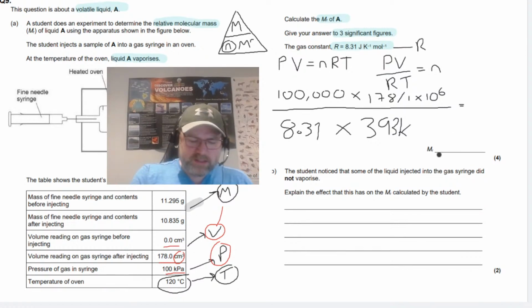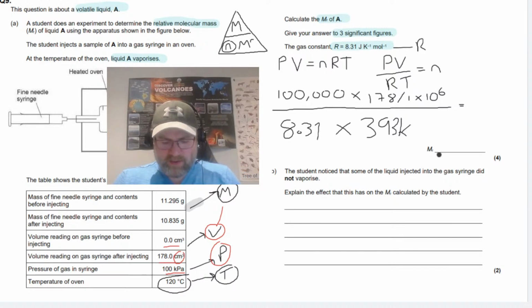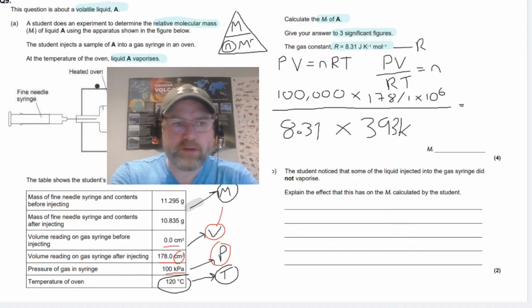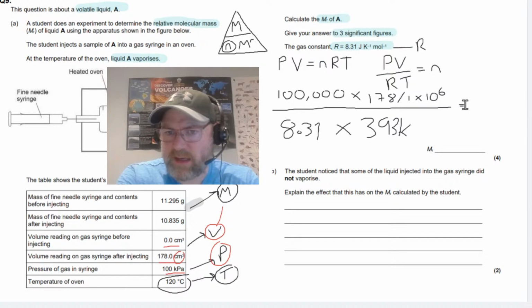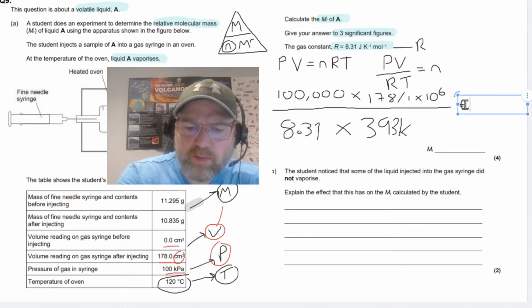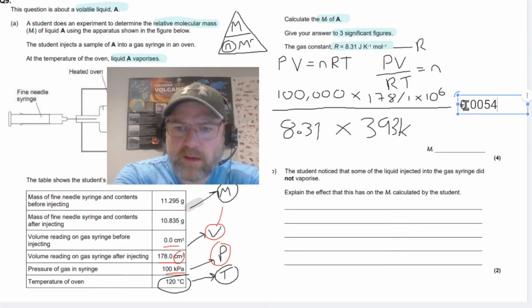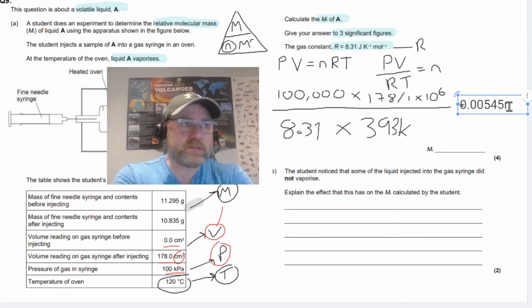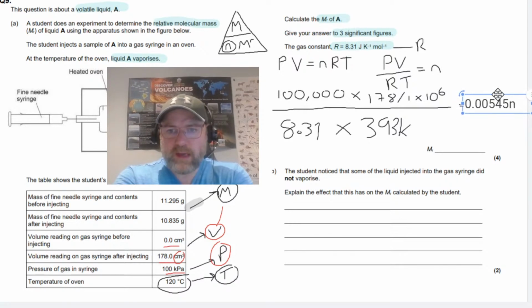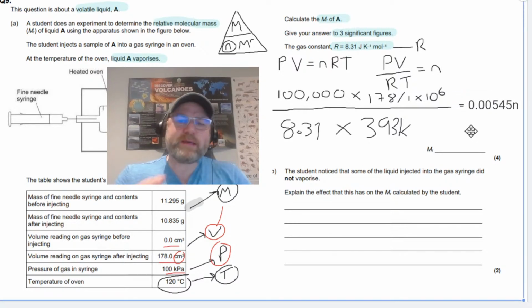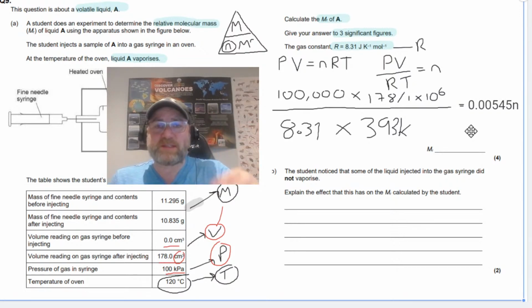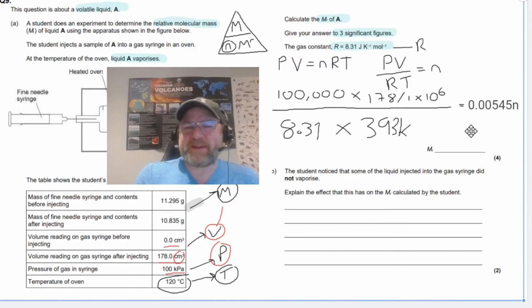So let's put this in the calculator, and you should come up with an answer that is 0.00545. That is our moles of the gas that's inside the syringe.